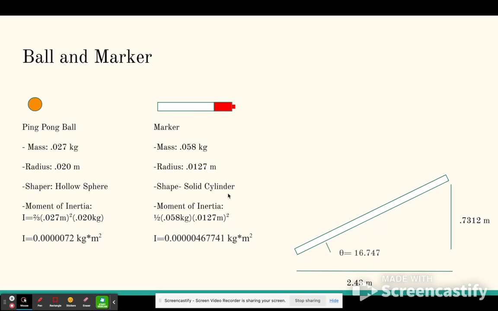The marker is 0.058 kilograms. It has a radius of 0.0127 meters, and the shape is a solid cylinder. Its moment of inertia is calculated using this equation, and you get 0.0000467 kilogram meters squared for its inertia. And here's the ramp. It has a height of 0.7312. This is important because it helps us calculate the gravitational potential energy.